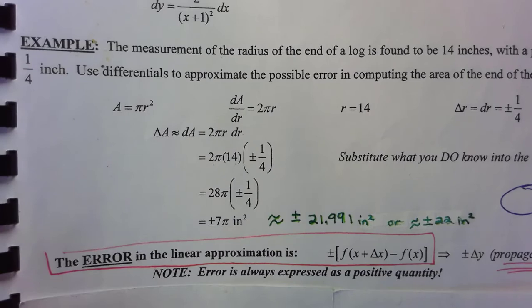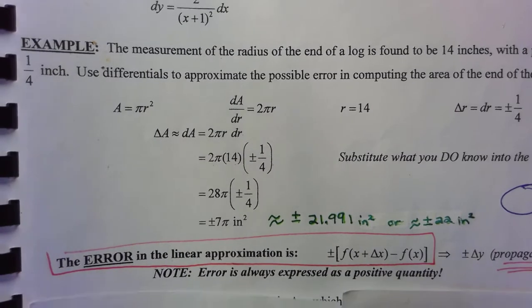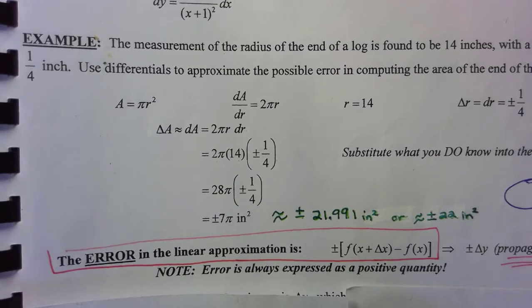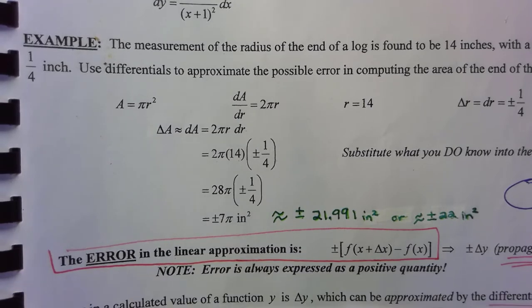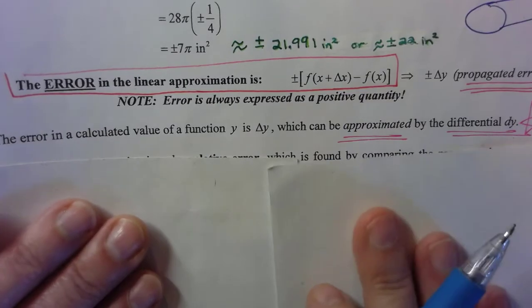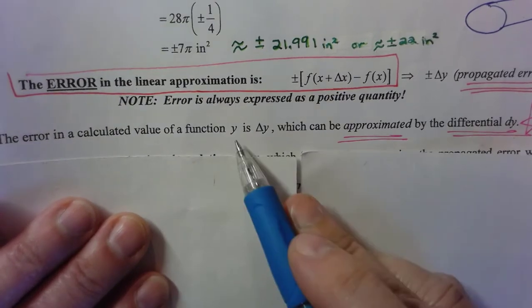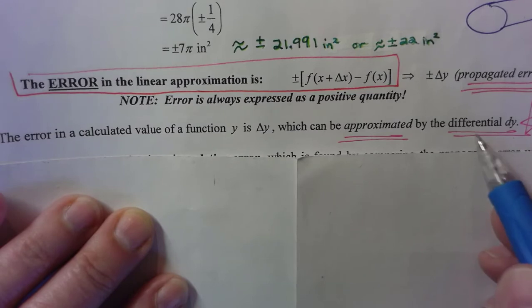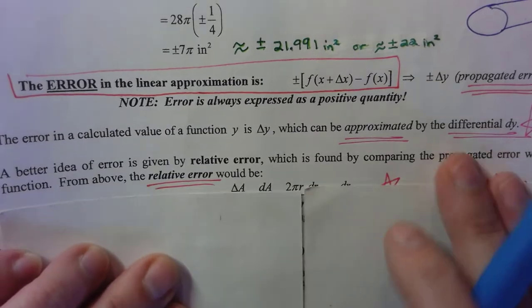Now, error in the linear approximation is always written like this. It's called propagated error, plus or minus the change in y, delta y. And what you should know is that error is always expressed as a positive quantity. So if we say the error is 1 inch, we mean plus or minus in our calculations. It could go up or down. The error in a calculated value of a function y is delta y, which can be approximated by the differential dy.